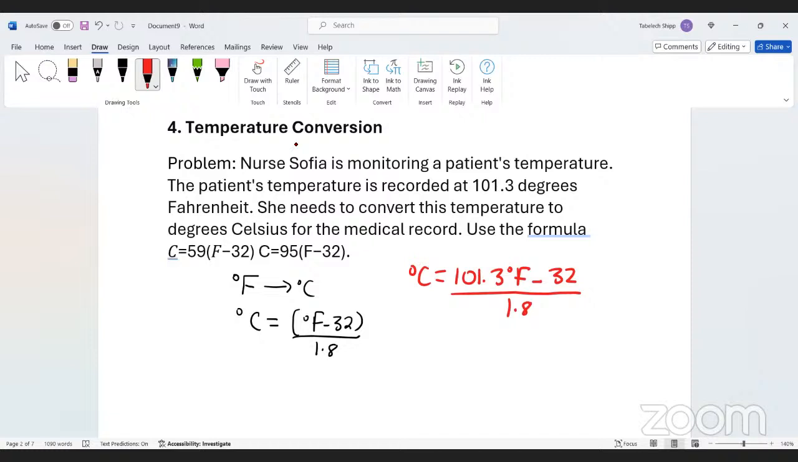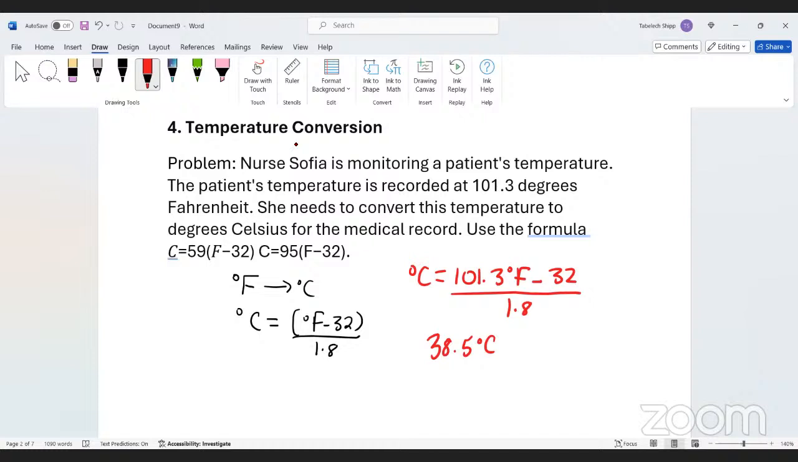It's okay if you forget. So you're going to say 101.3 minus 32. Do what's on the top first. Then divide that by 1.8. And we get 38.5 degrees Celsius.